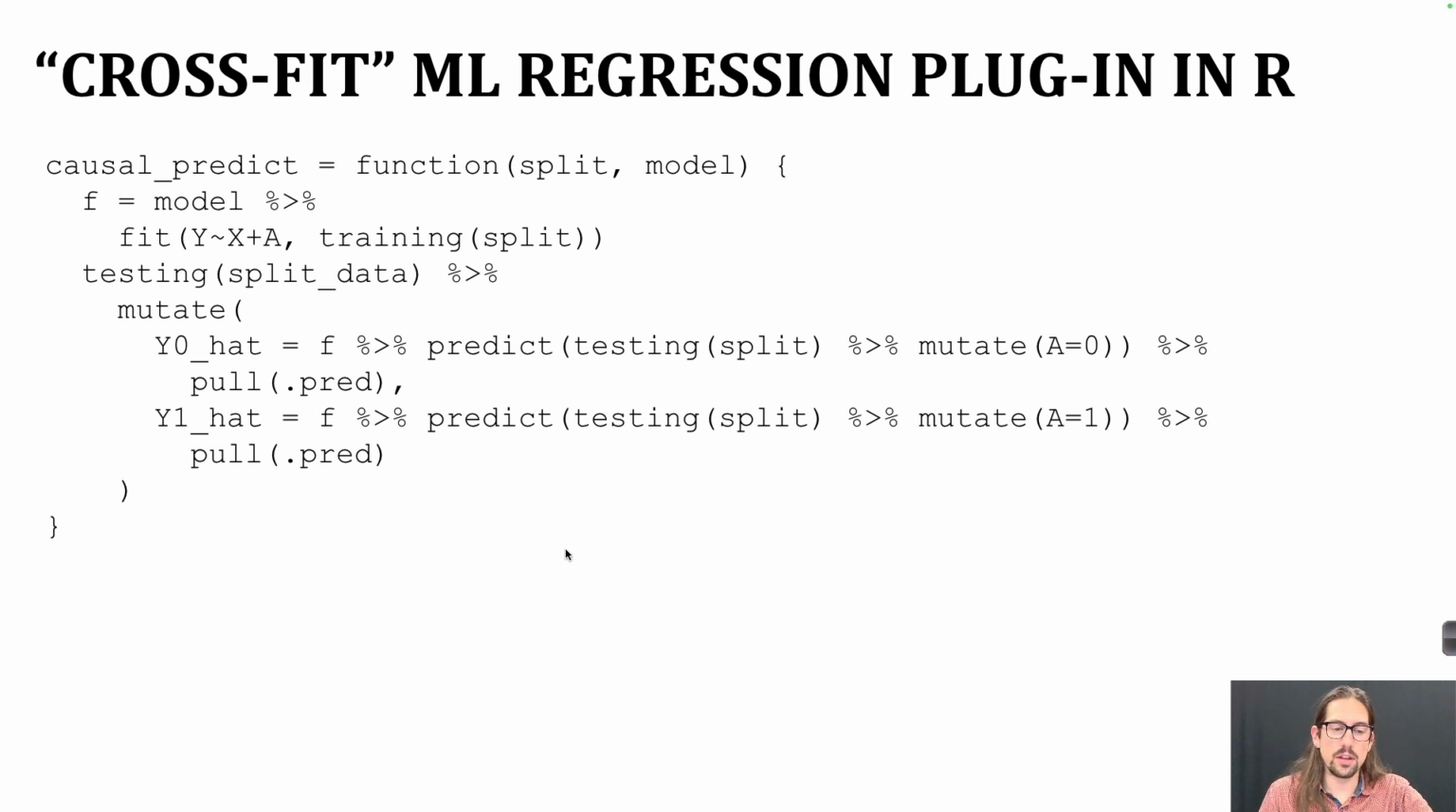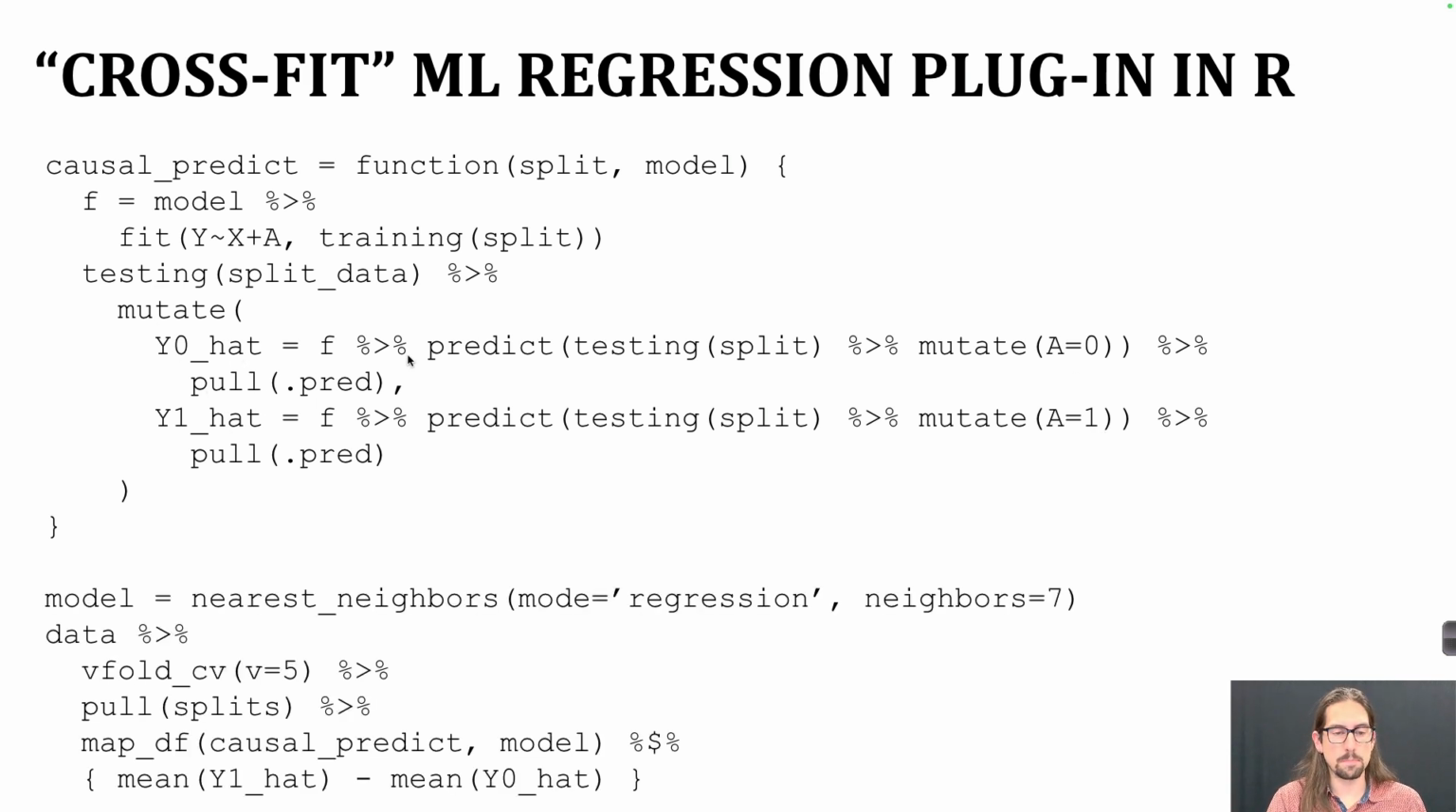So here's the algorithm for doing that kind of manually. I put this in a function where I'm getting the splits. For each split, I can call training and testing to get the training and the test set. And here model is whatever random forest or whatever I've initialized. So here I take my model and I fit using the training split. And then for the testing data, I generate my predictions where I've mutated a to be 0, and then the predictions where I've mutated a to be 1. So these are my counterfactual predictions for the people in the test set.